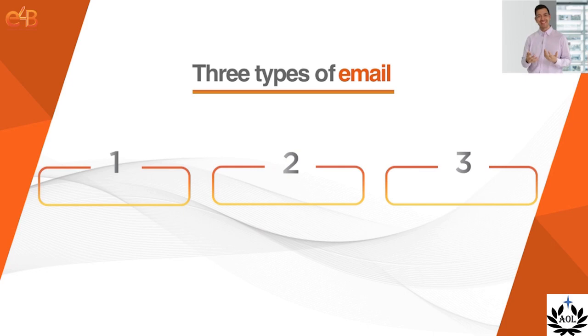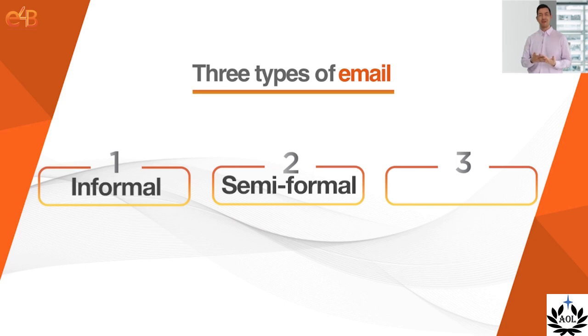Now, in terms of formality, there are 3 different types of email that we can send. The first email is the informal email. This is something that we might send if we already have a close relationship with the recipient. The second type of email we can send is the semi-formal email, which is sent to colleagues or someone we may have regular contact with. Finally, there's the formal email, which is something we may write to people when we're writing to them for the first time in a formal situation.